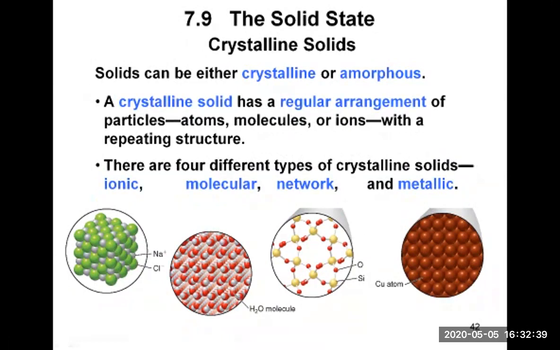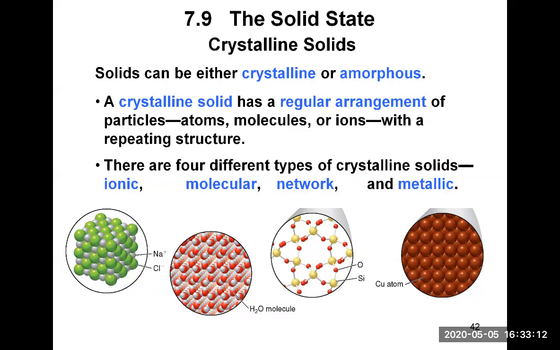A crystalline solid has a regular arrangement of particles, and those particles can be atoms, molecules, or ions. And what matters is that they are packed together in a regular arrangement with a repeating structure. So that's what solids are. But there are 4 different types of crystalline solids. There are the ionic, the molecular, the network, and the metallic.